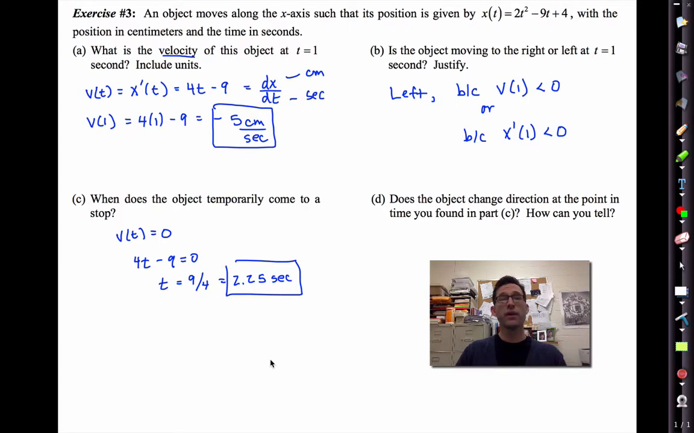But I really want to point out an important distinction. An object can be moving, come to a stop, and then continue to move in the same direction, or an object can move along, come to a stop, and change direction. So don't always assume that when an object stops, it also changes direction. All right? Think about letter B. All right, pause the video and see if you can come up with a good explanation in D.